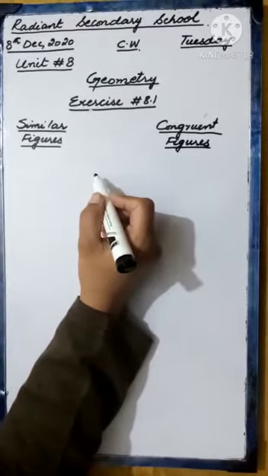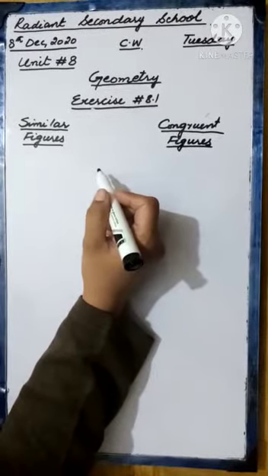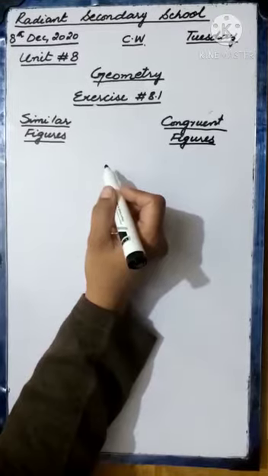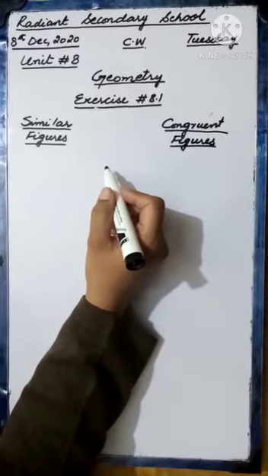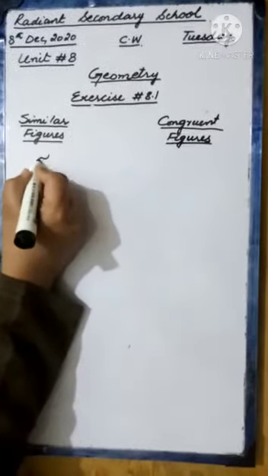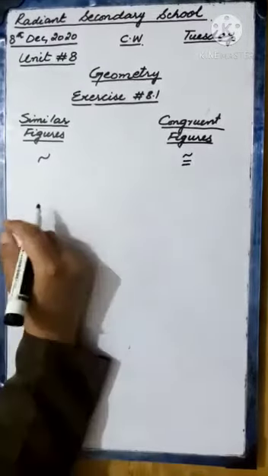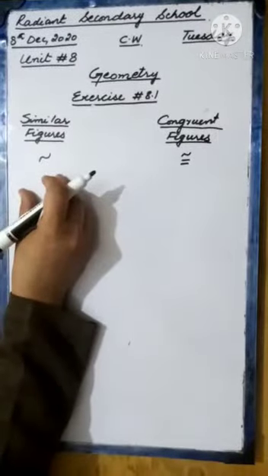Students, in daily life you have different types of figures. We can say some are similar and some are congruent. Now first of all we will discuss what are similar figures. Students, this is the symbol for similar figures and this is the symbol for congruent figures. First of all, what are similar figures?